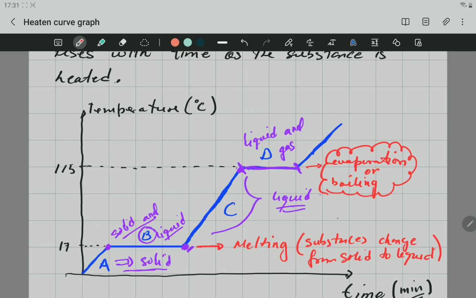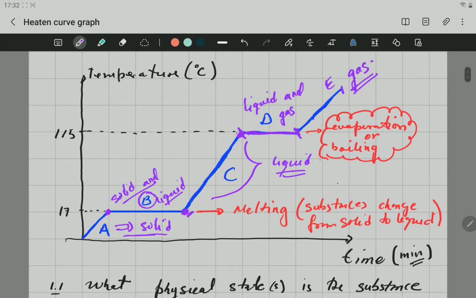Okay, and then the last part of the graph is this one here on top. A, B, C, D, and this one will be E. It's not represented there, but let's have it there. This one will be only gas. All the substance has changed from solid to liquid to gas. That one will be from here to there. All that will be gas. So that is the last part of the graph.